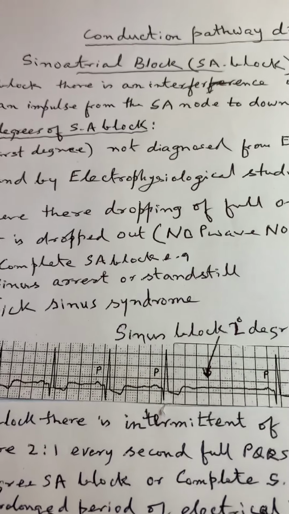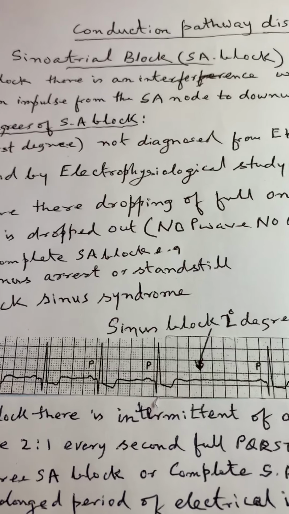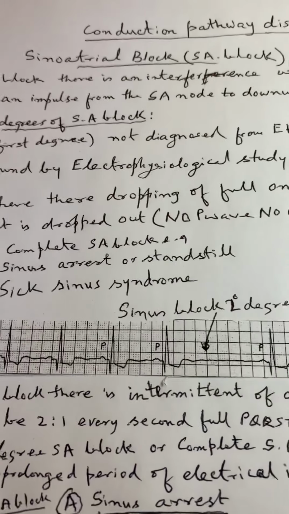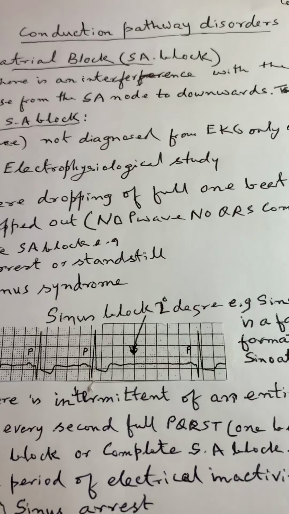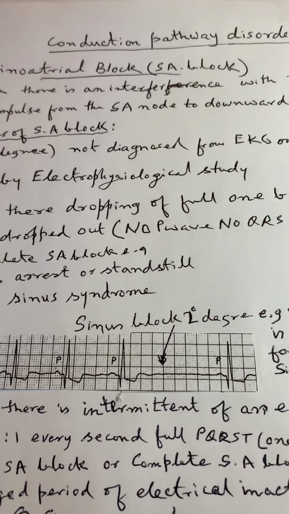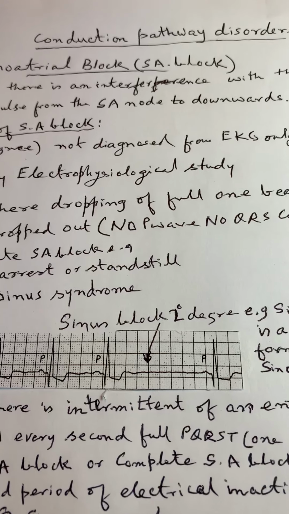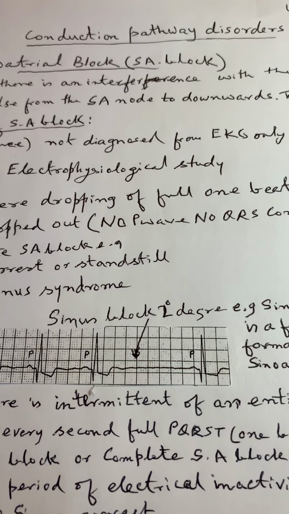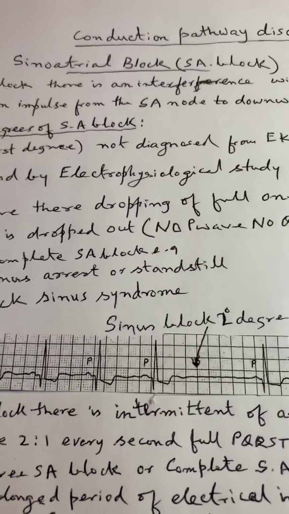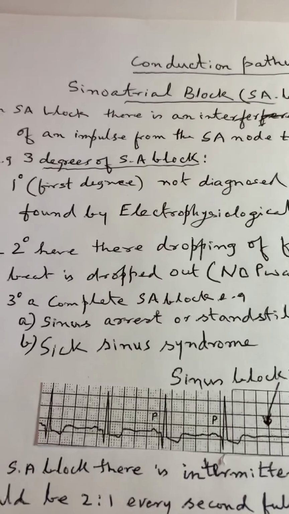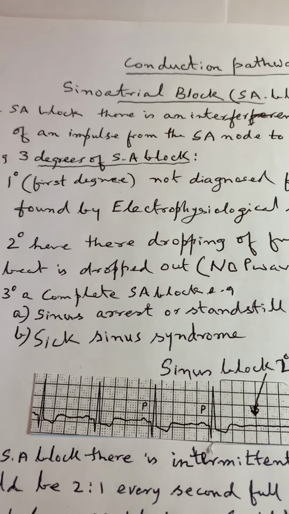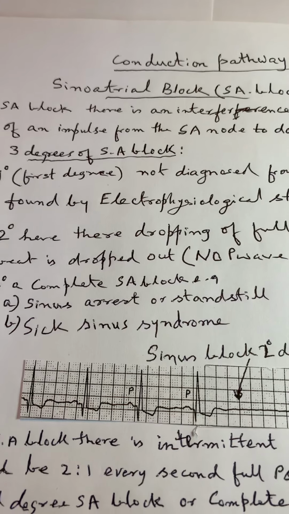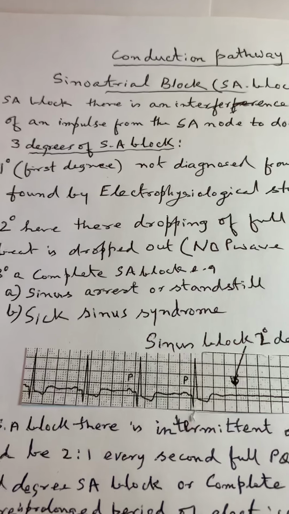If there is any defect anywhere, it can lead to very minor to very serious heart conditions. So today we are going to discuss the defects in the conductive pathway. First of all, let us start with the sinoatrial node. The sinoatrial node can be blocked.